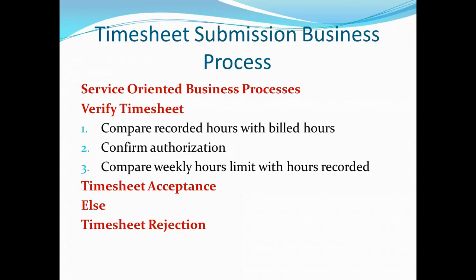Then confirm authorization information is taken from timesheet table. Compare weekly hour limit. So weekly hour limit information is taken from employee table with hours recorded. So hours recorded information is taken from timesheet. So you require different entities, different tables for retrieving or for executing these business processes. And when these three business processes execute successfully, then only the timesheet is accepted. So this is the exact flow of our service, timesheet submission service.